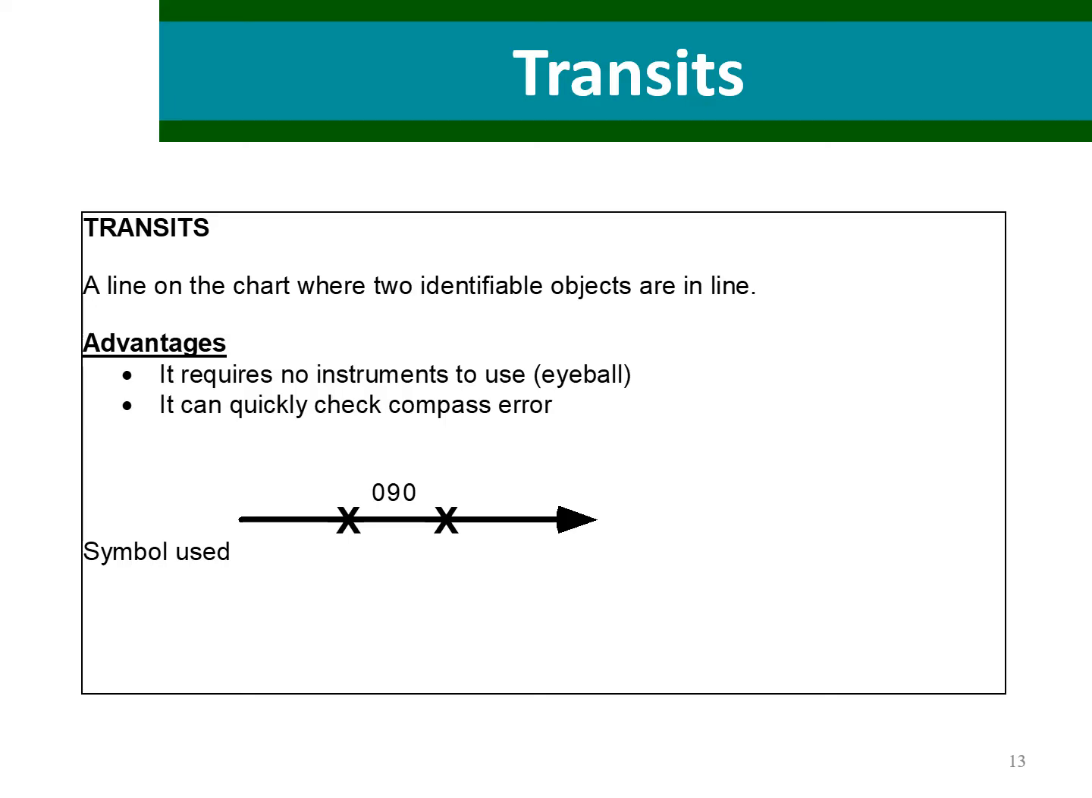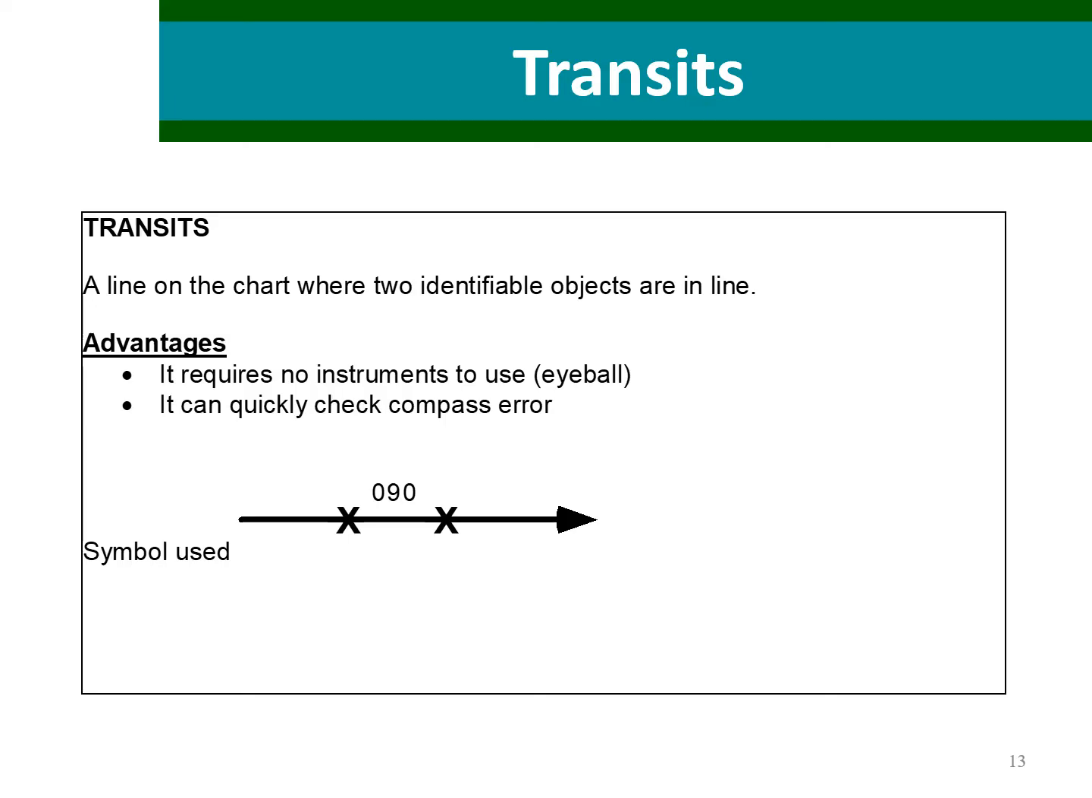It could be two lighthouses, it could be two racons, and two marks are there and they are in line, and again you can use that as an indication. You keep taking the bearings, and as soon as you see both marks are in line, you may use it as an indication for any alteration of courses. The advantage of using transit bearings is that it requires no instrument to use.